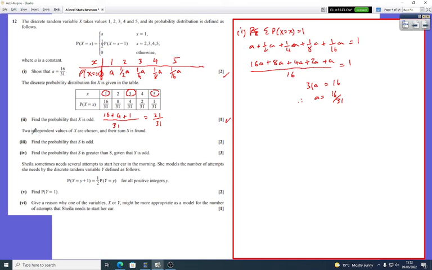Two independent, now very important, independent means that we can just times probabilities when we're working them out. So two independent values of x are chosen and the sum is found. Find the probability that the sum is odd.